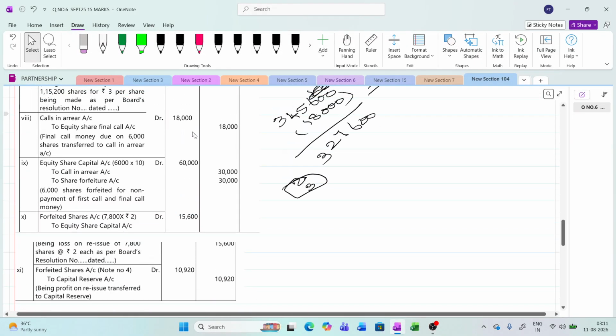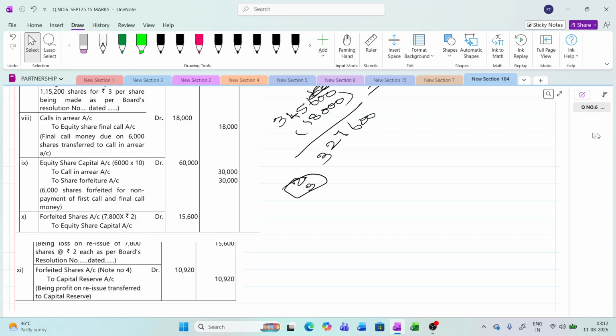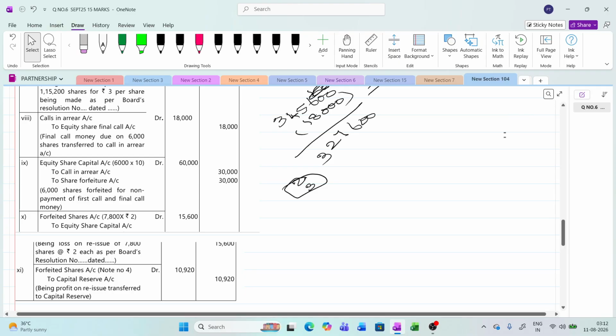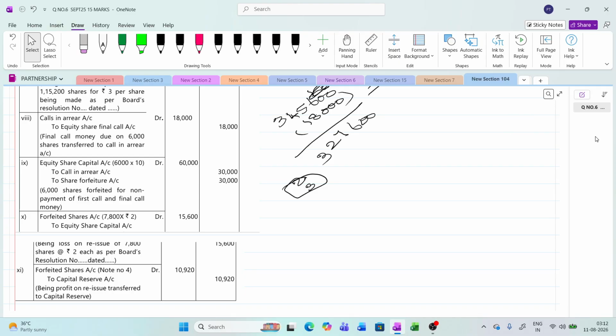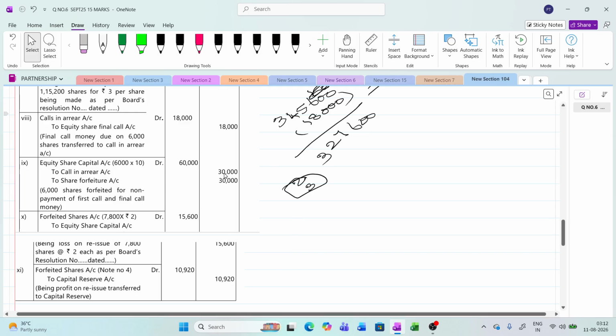So now his shares were forfeited. So for calls in arrear, you make the journal. Now his call is 10 rupees because it is fully called up. So we are going to debit this. And how much has he paid? 3 rupees allotment and 2 rupees application, so 5 rupees he paid already. That will go into forfeiture. The balance 5 rupees he did not pay, that will go into your calls in arrear account.